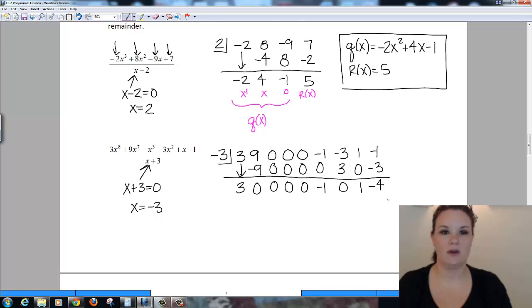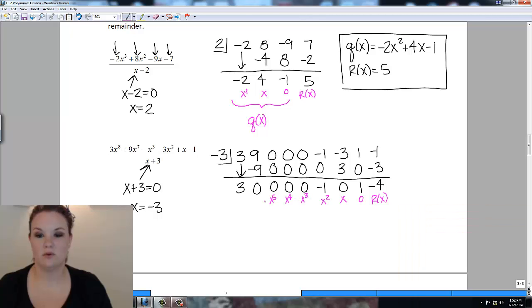Okay, so I'm going to go ahead and write out here what we have. So this is my R of x, this is my remainder, this is my ones digit, this is my x, this is my x squared, this is my x cubed, my x to the 4th, my x to the 5th, my x to the 6th, my x to the 7th. So this whole piece right here is my Q of x, and then my remainder is that last number. So I'm going to go ahead and write it out.